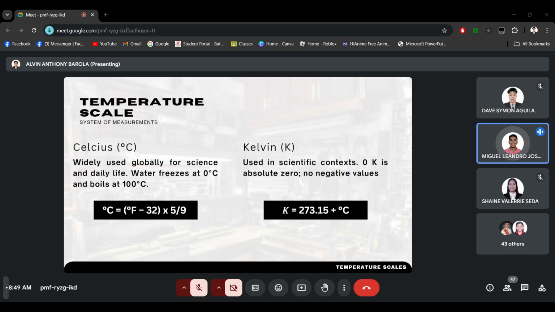So for our formula, degrees Celsius is equal to the quantity of degrees Fahrenheit minus 32 times 5 over 9. So kung mapapansin po natin sa ating module, ang nakalagay po dun ay plus 5 over 9. So mali po yun. Kailangan po ay naka-times. And then for Kelvin, used in scientific context, 0 Kelvin is absolute zero and it has no negative values. So for the formula of Kelvin, it is simple na 273.15 plus the value of degrees Celsius. Next slide po.